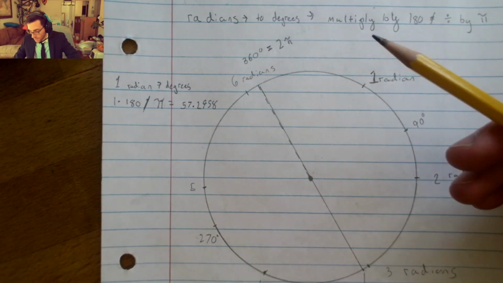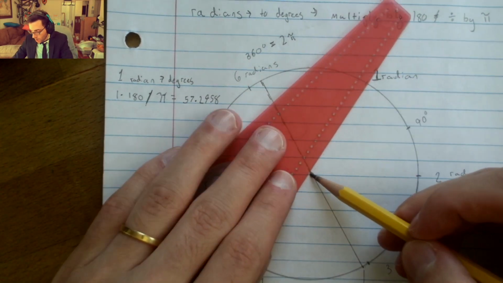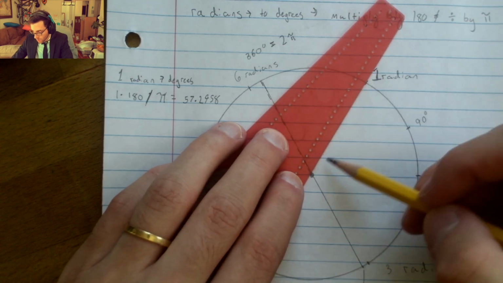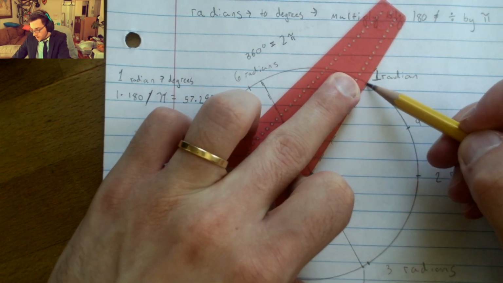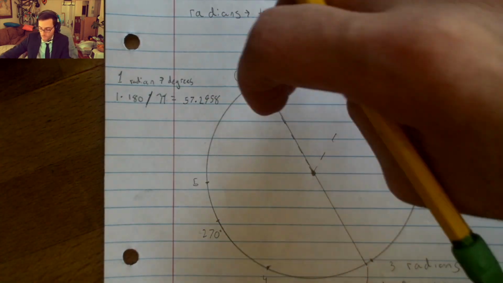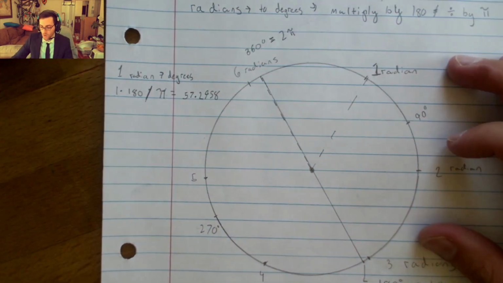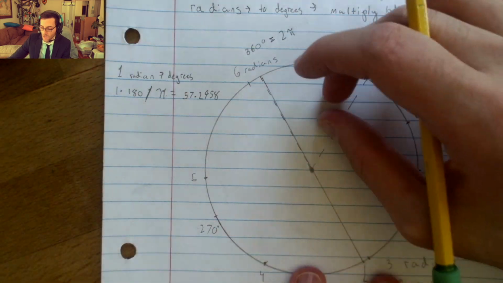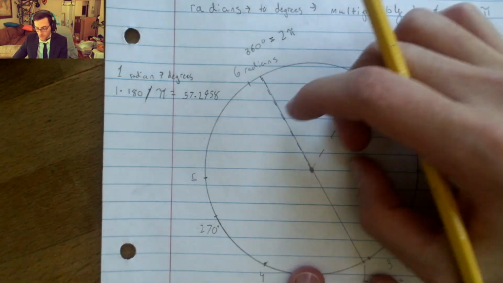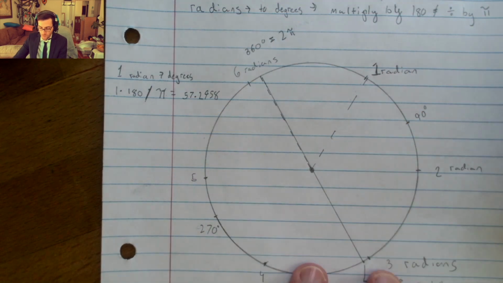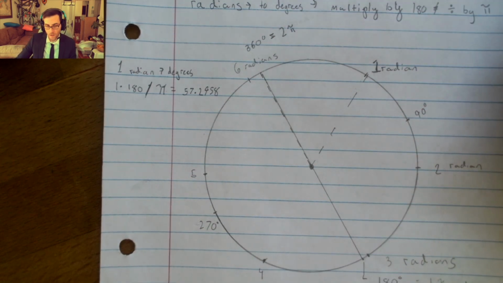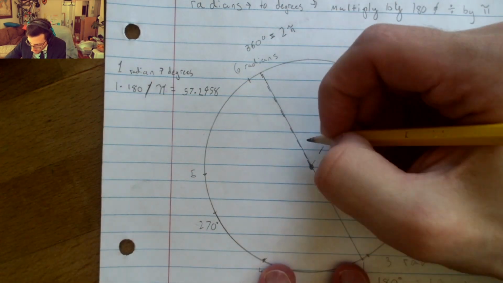So if we want to calculate this value right here, we're already on our graph. We're told that we have an arc length of 1 radian. We know that this section here would be calculated, in normal speak, as 57.2958 degrees.